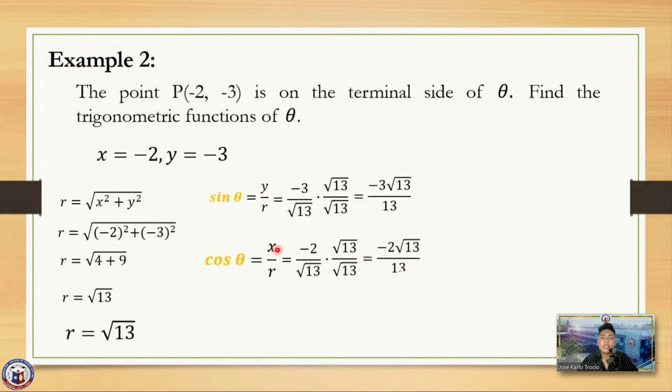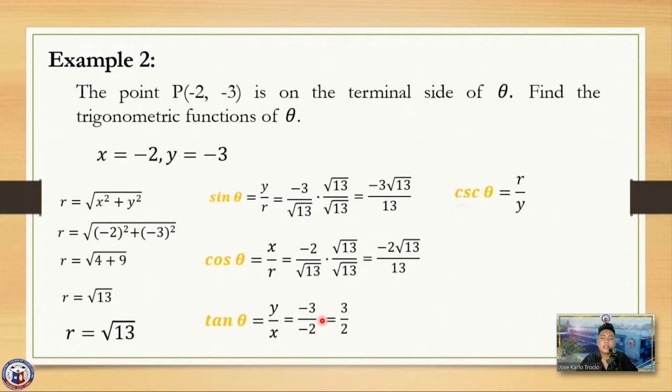Cosine is x over r. X is 2, basing on this given, and r is square root of 13. The same procedure, multiply it by perfect 1, which is square root of 13 over square root of 13, this 13 here, and that's it.